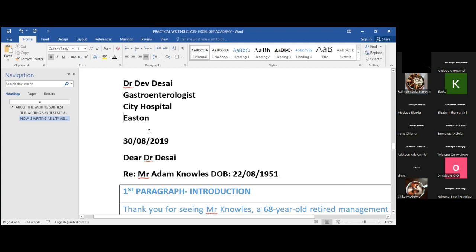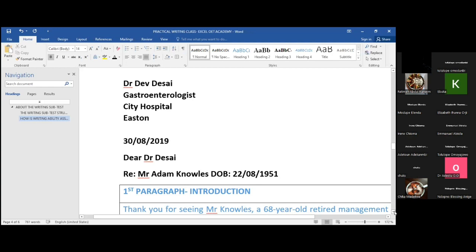Okay, so this is the heading, the date, which usually coincides with the date of your exam. Remember, I said that most often than not, the date of your referral is usually the date of your exam. Okay, and then this is "Dear Dr. Desai", which is the greeting. And then this is the heading: Mr. Adam Knows, that's the name of the patient, then date of birth, 22nd/08/1951. So this is the heading.